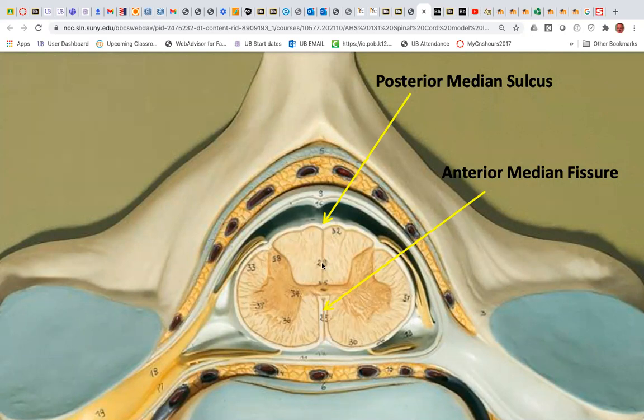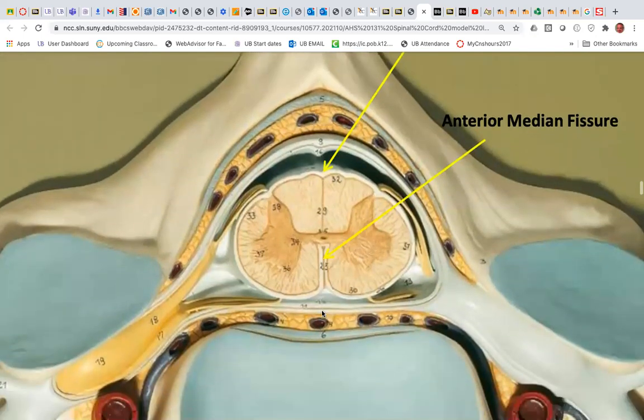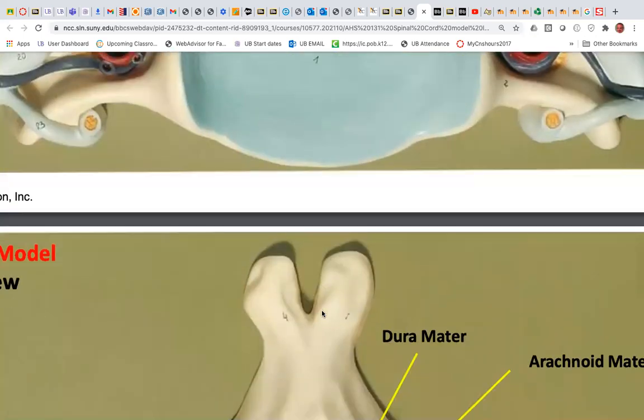The posterior median sulcus is this slit. This looks like just a knife, very, very tight in here, okay? This one has a little bit more of a wider opening. So you should know those landmarks. Let's look at the next slide.